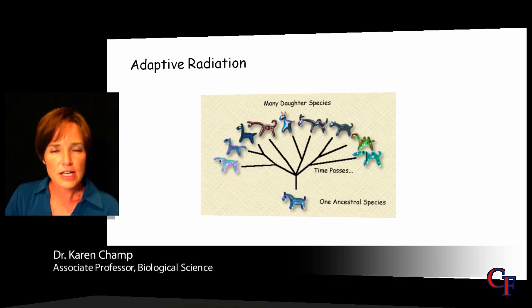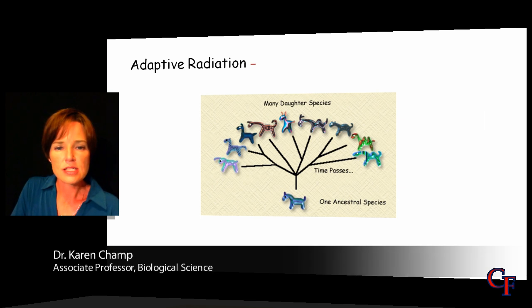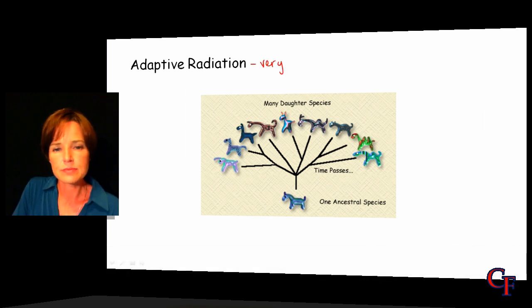When we take a look at the fossil record, we can see different time periods where we had a lot of adaptive radiation. What we mean by adaptive radiation is very fast evolution from an ancestral species.